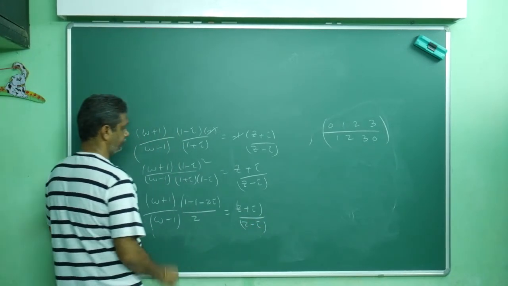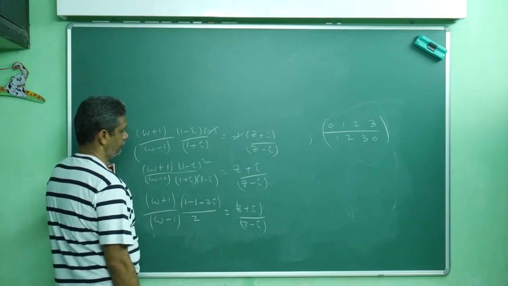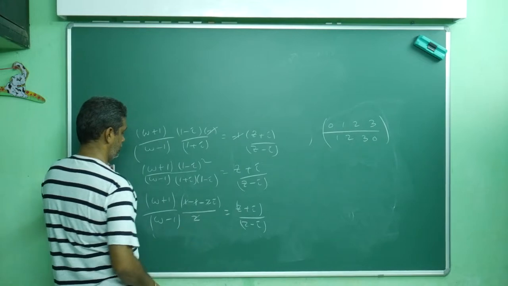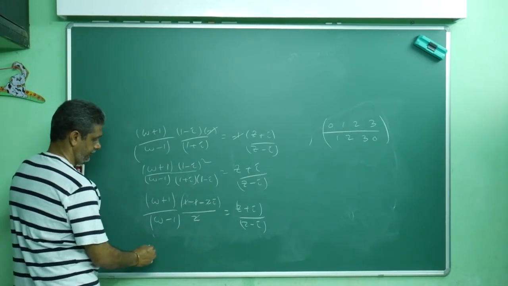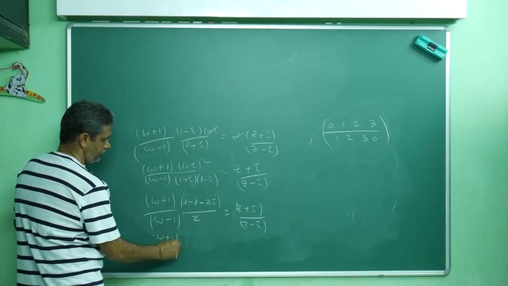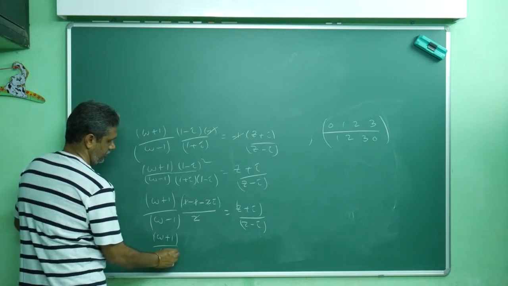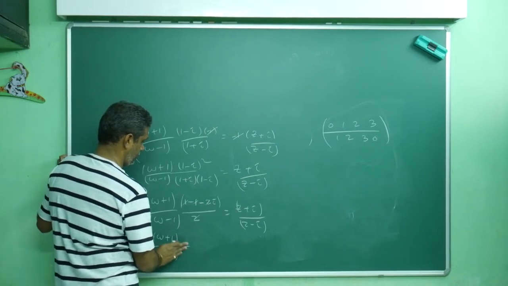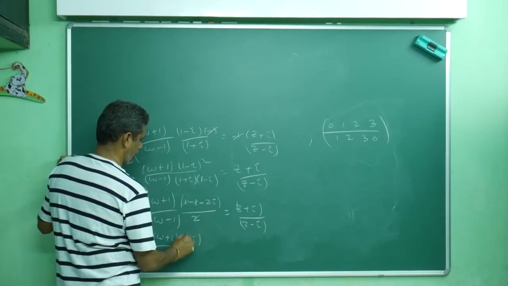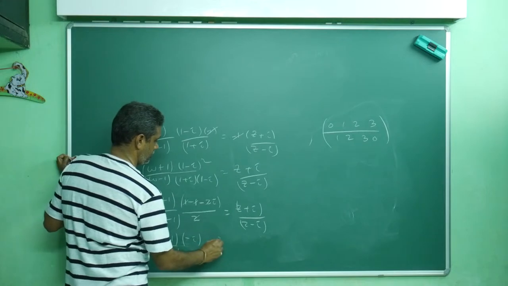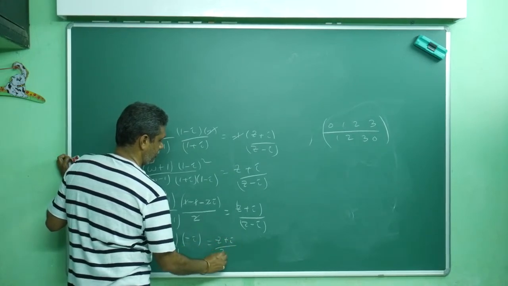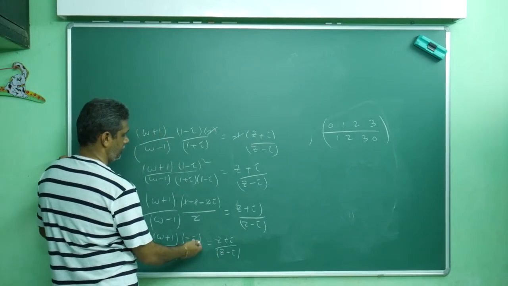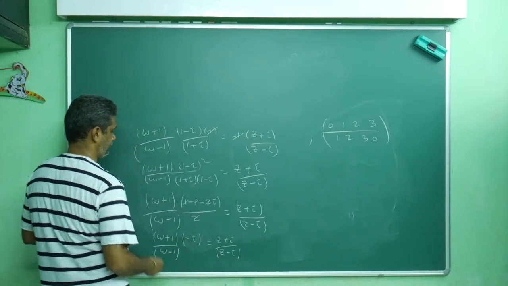Correct or not? Then this also cancels, then these two cancel. So what is the balance? W plus 1, W minus 1 is equal to, sorry, minus I into Z plus I by Z minus I. If you want, you can take this I also here.